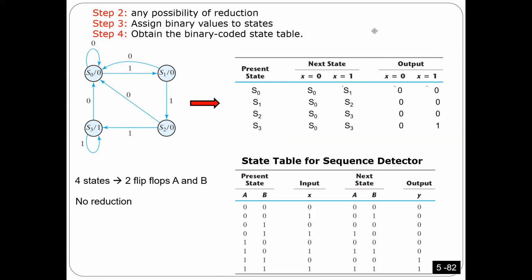All I have to do now is just replace states by numbers. That's it. So the way I'm going to do it here, as you see.